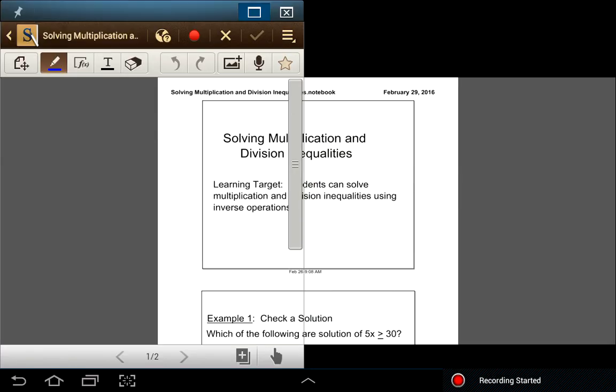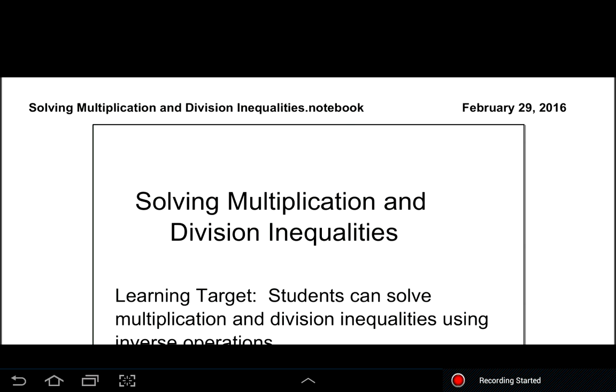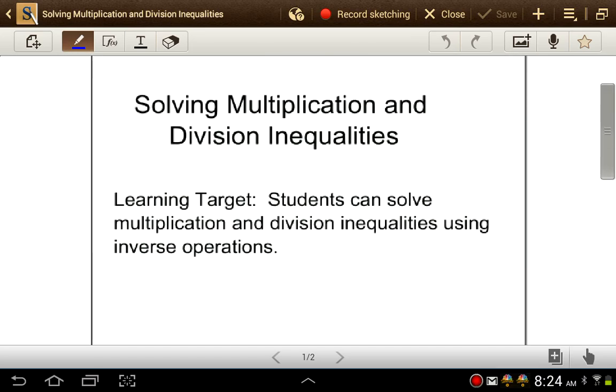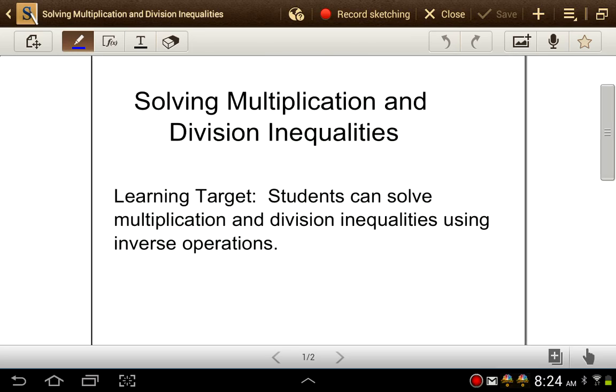Solving multiplication and division inequalities. Our learning target is students can solve multiplication and division inequalities using inverse operations. So the other day we've been working with adding and subtracting inequalities, which was the same as equations. Multiplication and division can be the same thing.